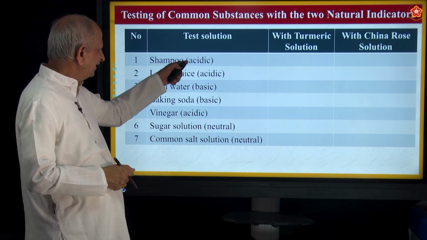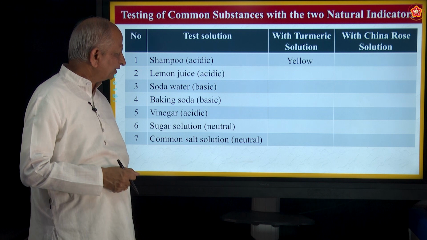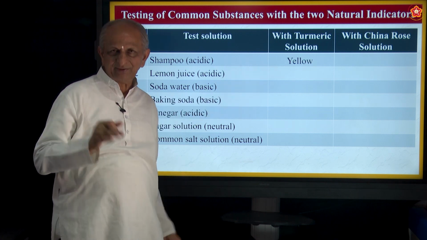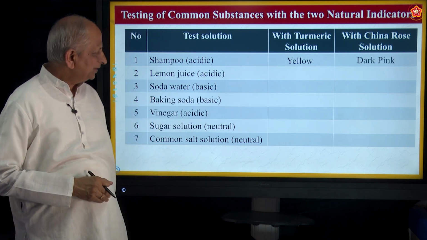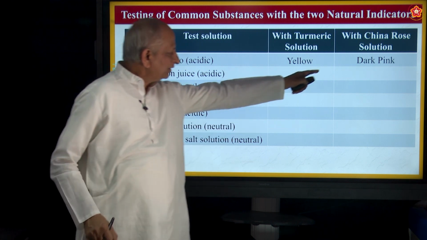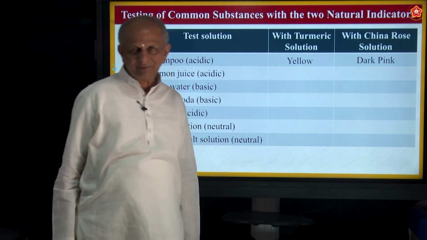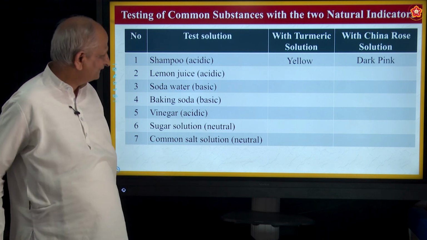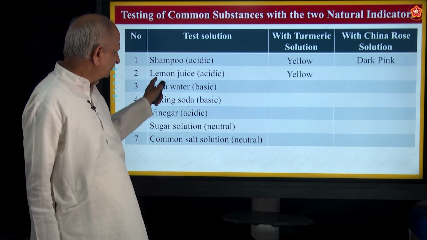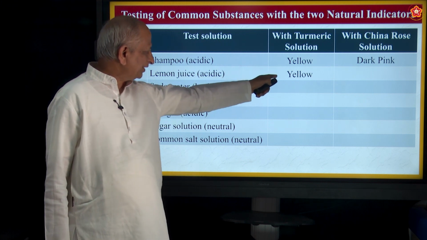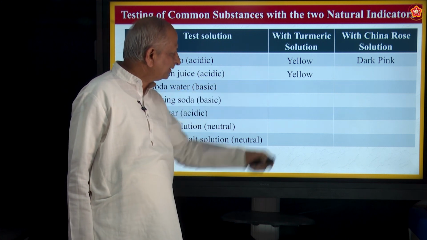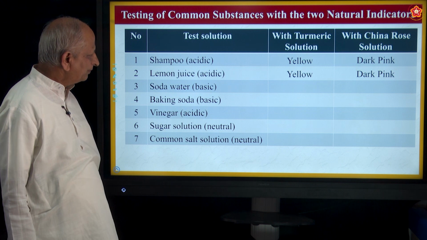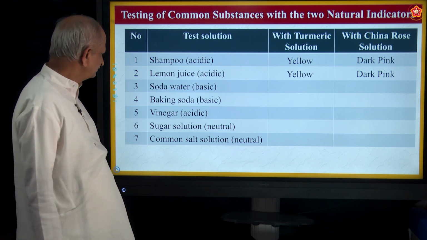That will be acidic in nature. So, turmeric solution remains yellow in color, means the color remains the same. In case of China rose, it becomes dark pink. Other name? Magenta. Lemon juice, acidic, no color change with turmeric, yellow only. China rose will give dark pink.